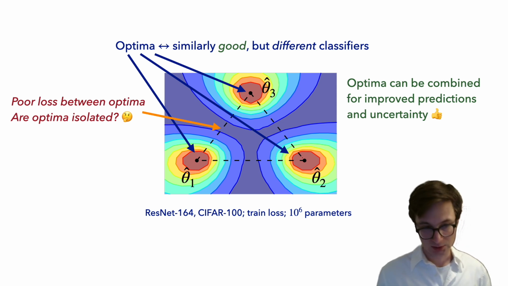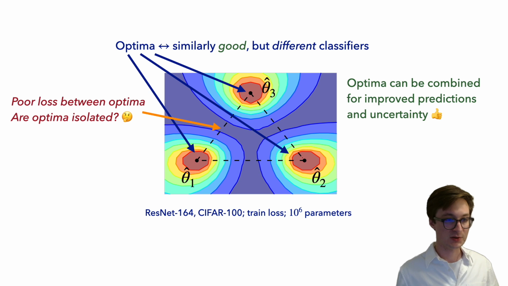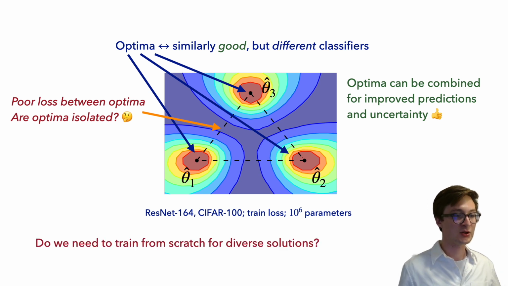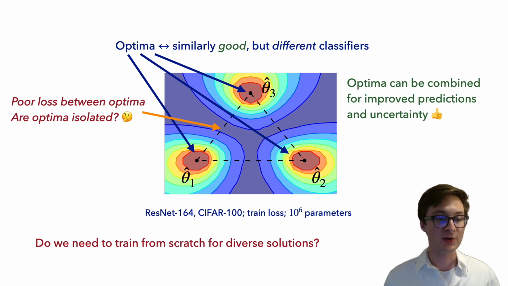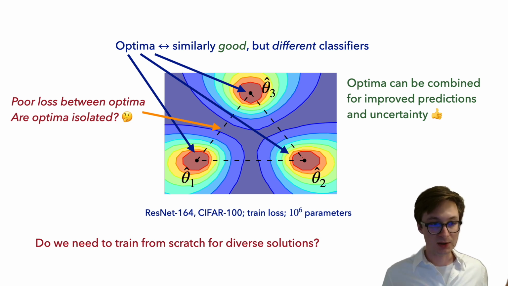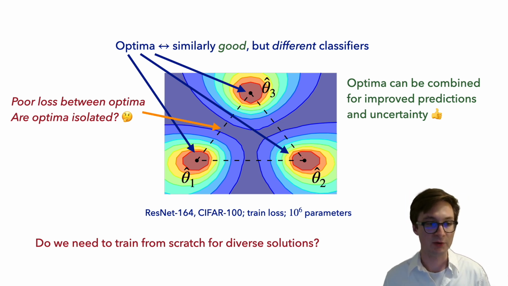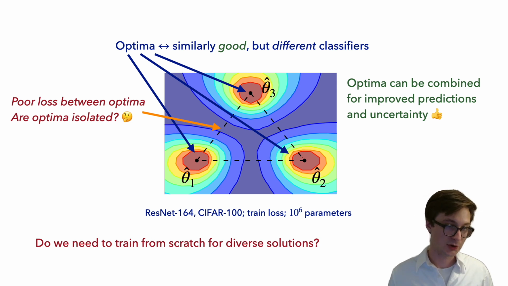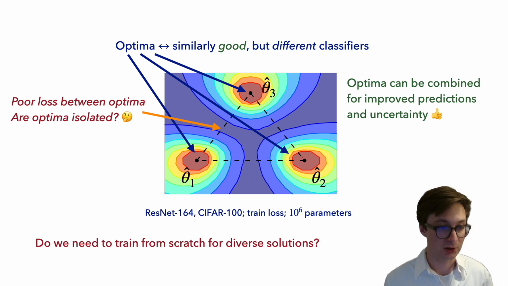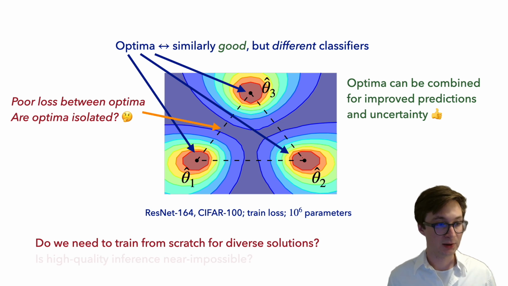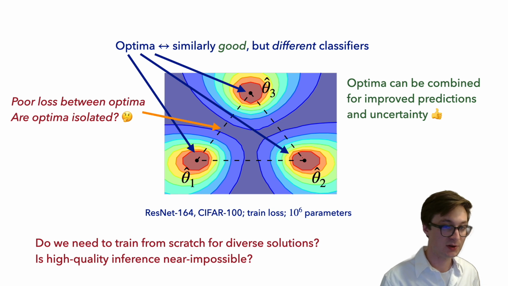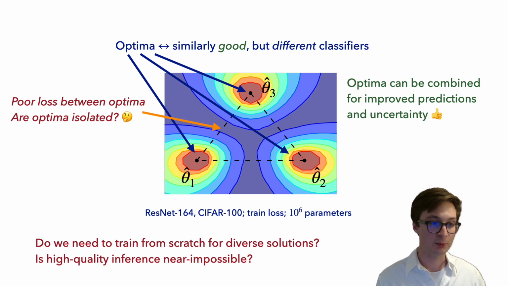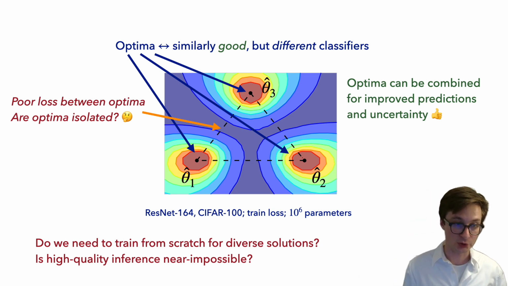So what this would mean, if this is the case, is that it's actually quite hard to get these really diverse models. If they are isolated from each other and you cannot travel between them easily, then you need to train from scratch basically every time if you want to get many diverse solutions like this. And that's a very computationally intensive thing to do. And it would also mean that high quality approximate Bayesian inference is challenging, or maybe even nearly impossible, and at least just very, very compute intensive.